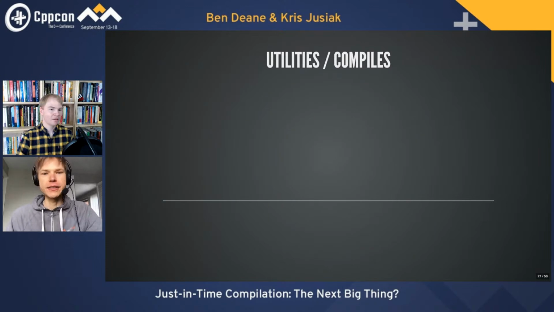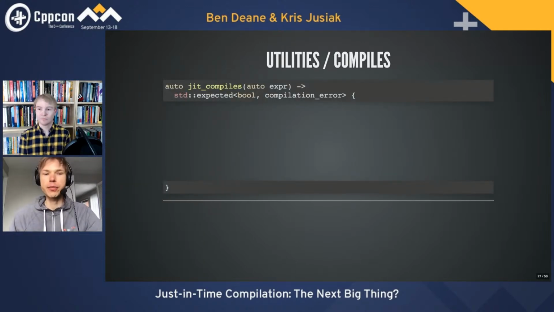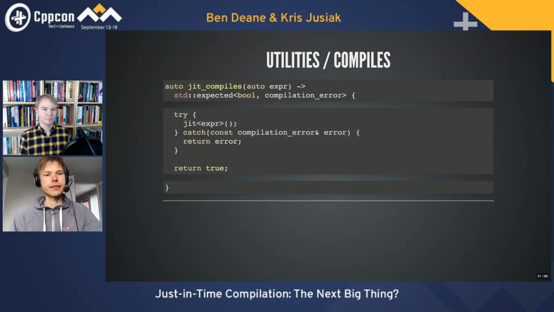So having that in mind, we can implement some utilities on top of this basic JIT function which we already had. So let's take a look into jit_compiles. You can imagine a function in which you pass something string-like, in that case an expression, and you will return some form of expected, let's say std::expected of some sort, which will return a compilation error in case the compilation can't be successful. So in that case, we already know how to do it. We have a try, we have a catch of the compilation error, we'll just propagate it to expected.